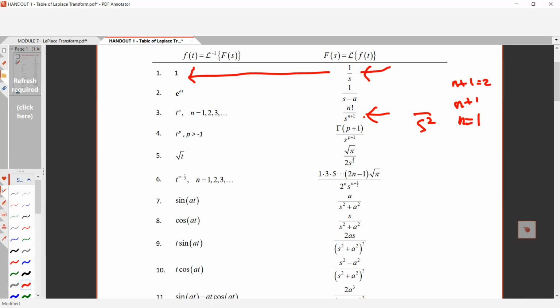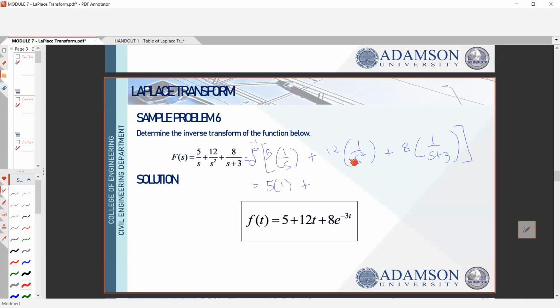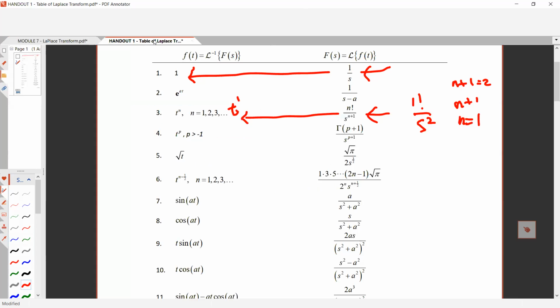Okay, therefore, it is equivalent to 1 factorial over s squared. Ayan, 1 factorial, 1 over s squared. Di ba? So, equivalent siya dito sa t raised to n. Ano ba yung n natin? Is 1. Therefore, this is t raised to 1. Okay? So, equivalent siya sa t raised to 1. So, equivalent siya sa 12 t raised to 1. Okay. And next, hanapan natin ng katulad yung 1 over s plus 3.